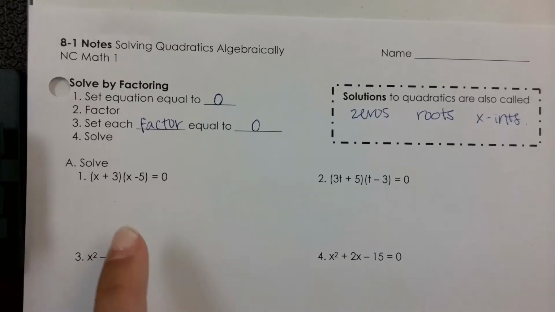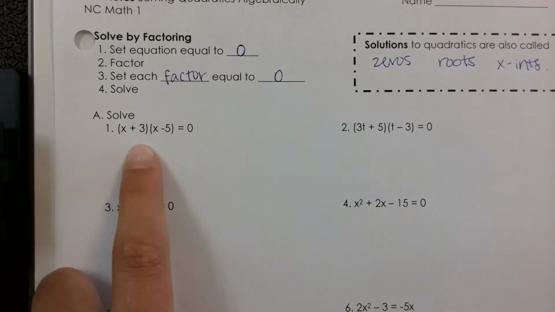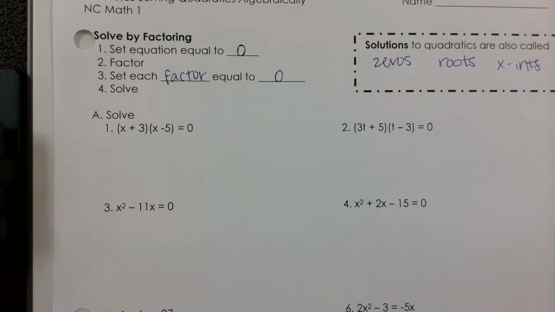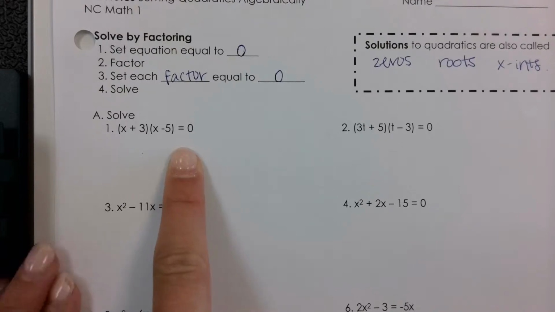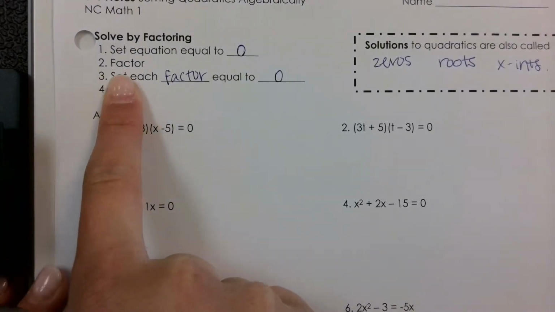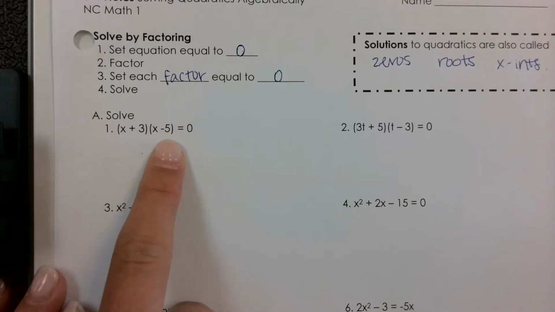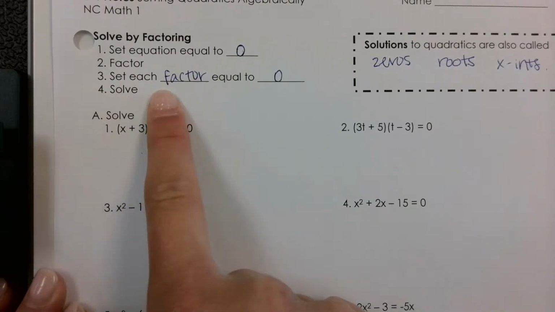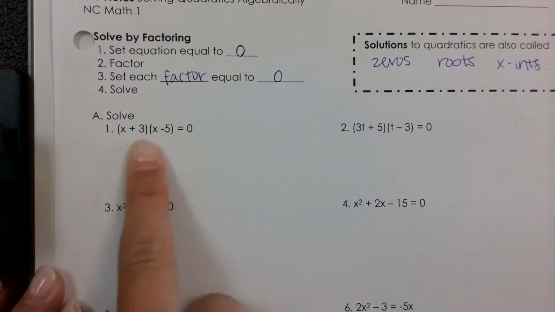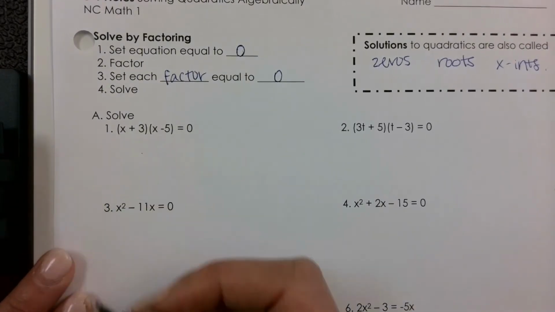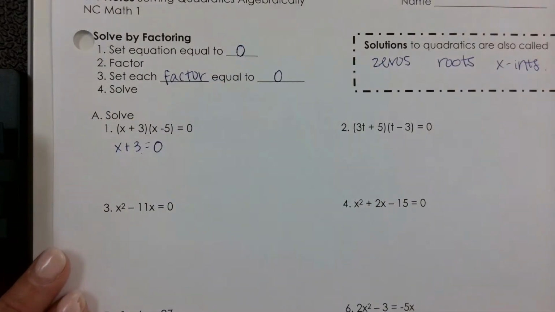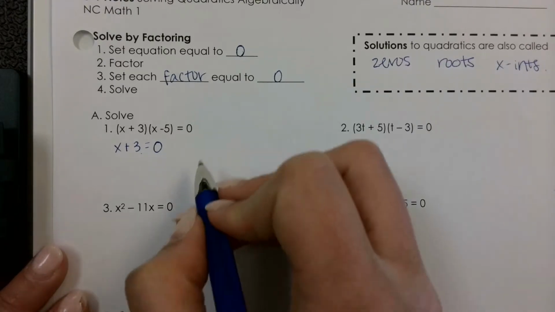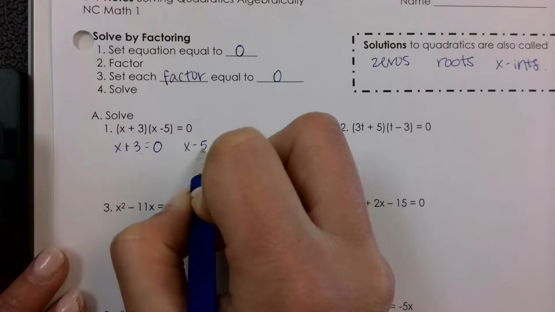Alright, so we're going to go ahead and do the first one. Our equation here is x plus 3 times x minus 5 equals 0. If we're solving, we're going to follow our steps. Make sure your equation is equal to 0. Are we equal to 0? Yes, so we're good to go there. Step 2 says to factor. Is this already factored? Yeah, so we don't have to do anything there. Step 3, set each factor equal to 0. What's our first factor here? x plus 3, so we say x plus 3 equals 0. What's our second factor? x minus 5, and we'll say that equals 0.